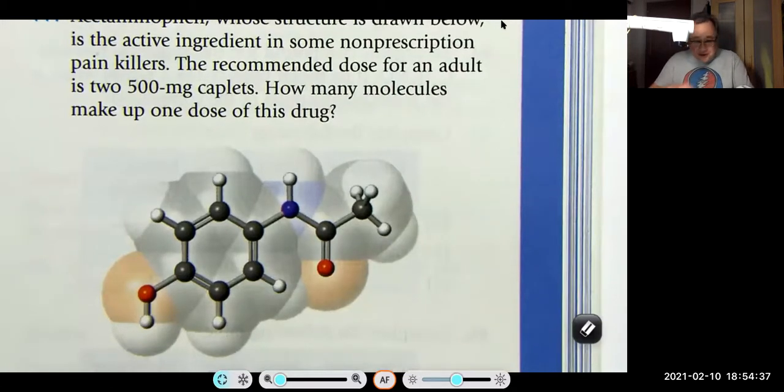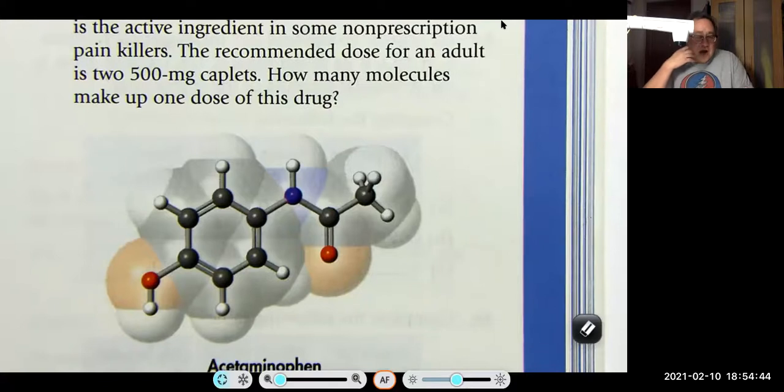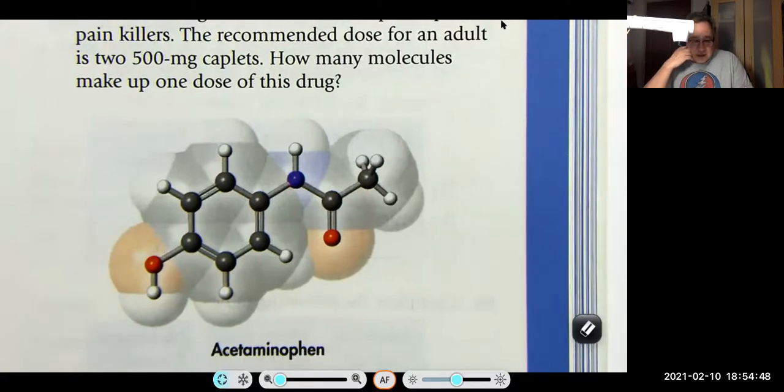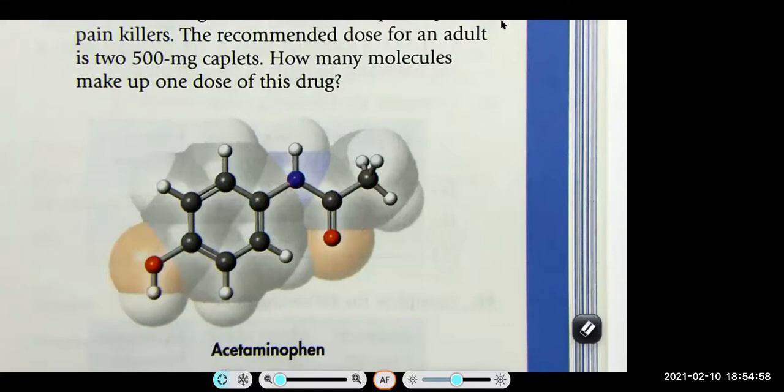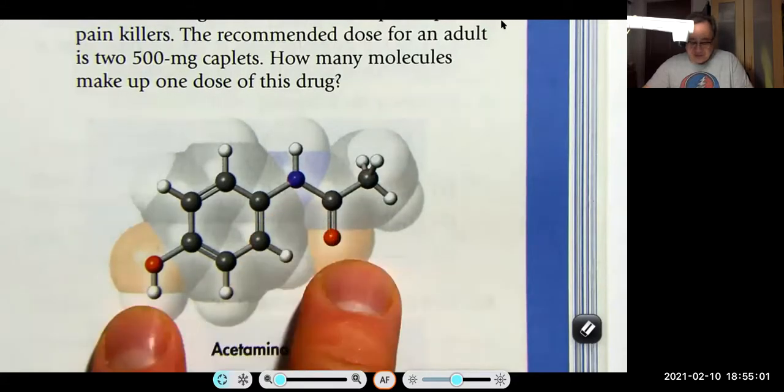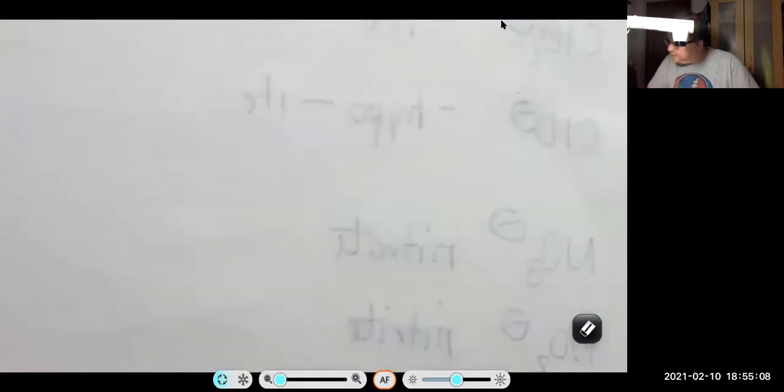Next, we count hydrogens. We like to usually do this in alphabetical order, so carbon is first, then hydrogen. The white spheres are hydrogen, and I count 9. Is everyone on board with 9 hydrogens? Yeah. And then there's 1 nitrogen and 2 oxygens. So I'm going to write that out here as acetaminophen has 8 carbons, 9 hydrogens, 1 nitrogen, and 2 oxygens.